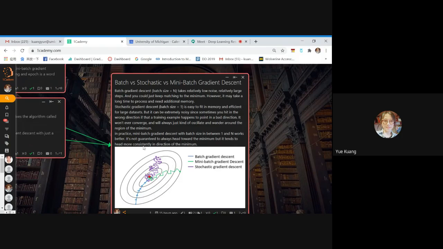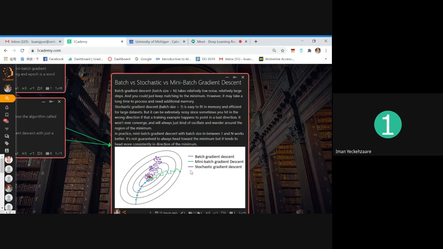So in practice, mini batch gradient descent with batch size between 1 and n works better. It is shown as the green line here. It's not guaranteed to always head toward the minimum, but it tends to head more consistently in the direction of the minimum.